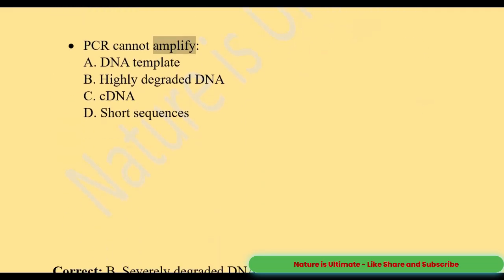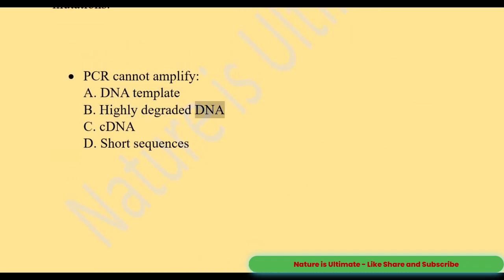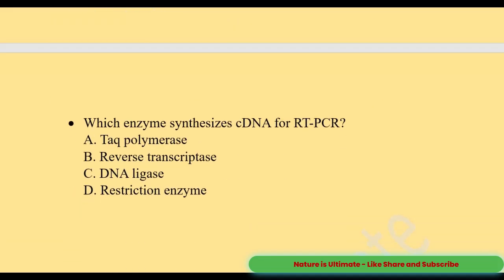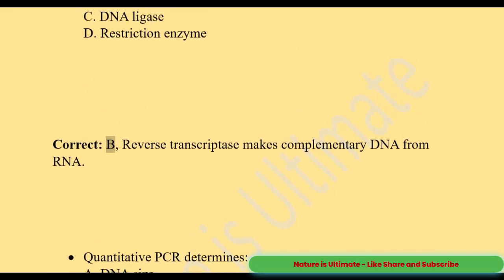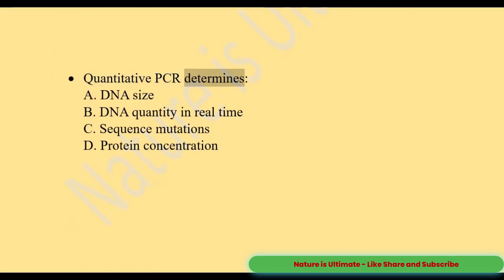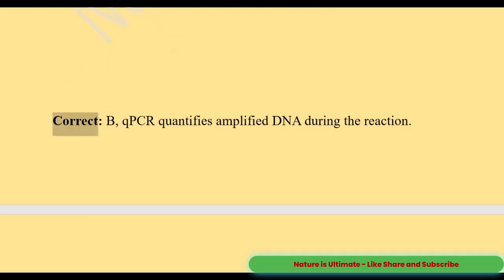PCR cannot amplify A. DNA template, B. Highly degraded DNA, C. cDNA, D. Short sequences. Correct. B. Severely degraded DNA lacks complete template for amplification. Which enzyme synthesizes cDNA for RT-PCR? A. Taq polymerase, B. Reverse transcriptase, C. DNA ligase, D. Restriction enzyme. Correct. B. Reverse transcriptase makes complementary DNA from RNA. Quantitative PCR determines A. DNA size, B. DNA quantity in real time, C. Sequence mutations, D. Protein concentration. Correct. B. qPCR quantifies amplified DNA during the reaction.